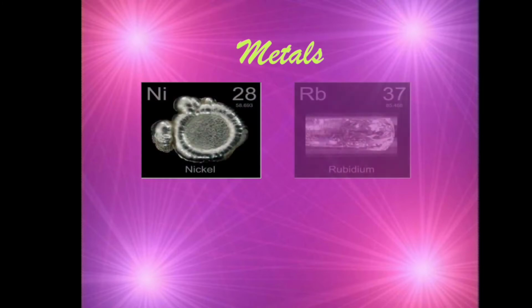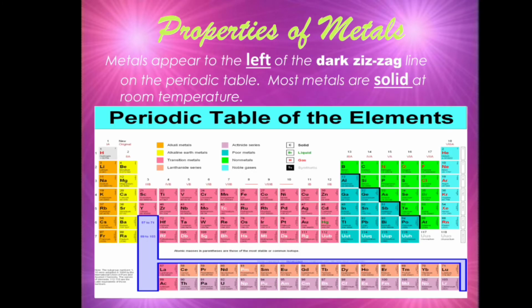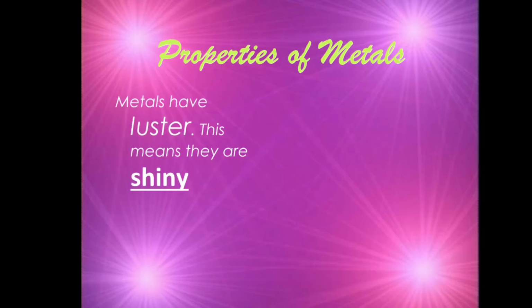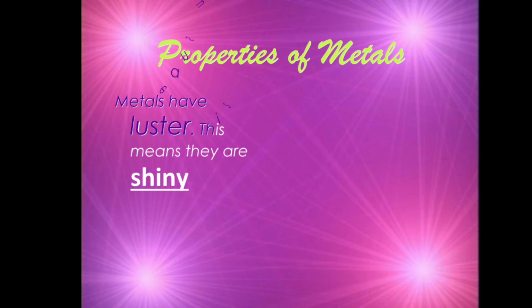Now let us see metals. Let us see properties of metals. Metals appear to the left of the dark zigzag line on the periodic table. Most metals are solid at room temperature. Metals have luster. This means they are shiny.